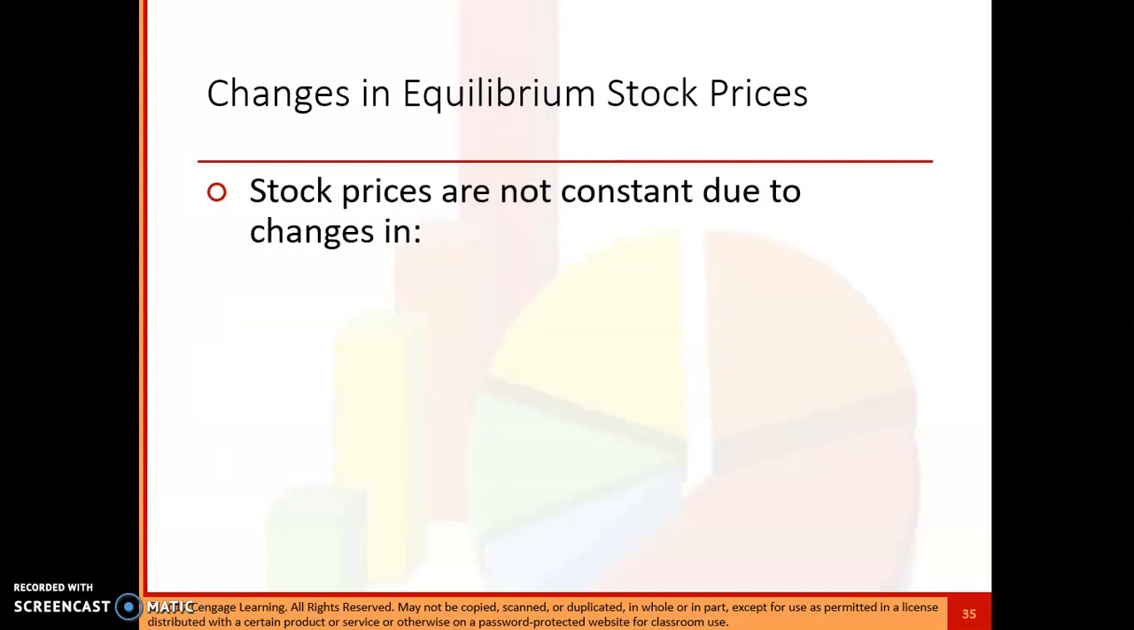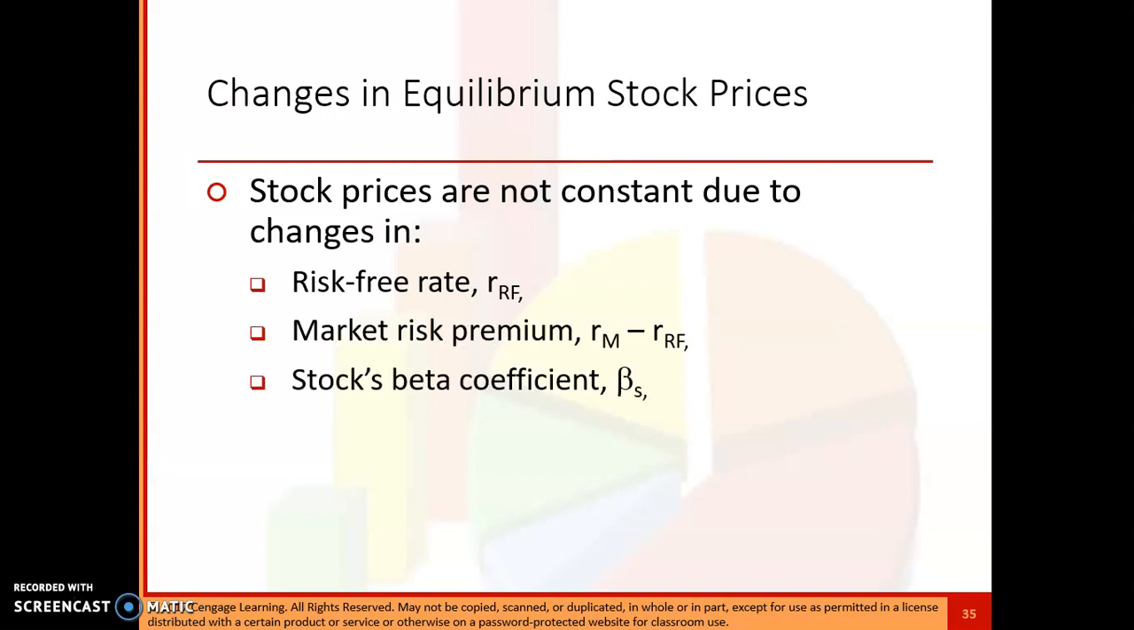Changes in equilibrium for stock prices. Stock prices aren't constant. This is due to changes in the risk-free rate, market risk premium, stock's beta coefficient, and stock's expected growth rate.